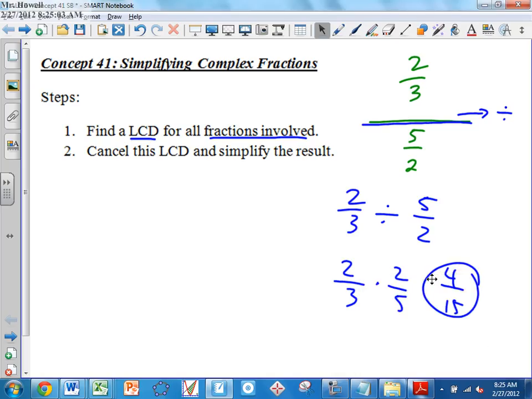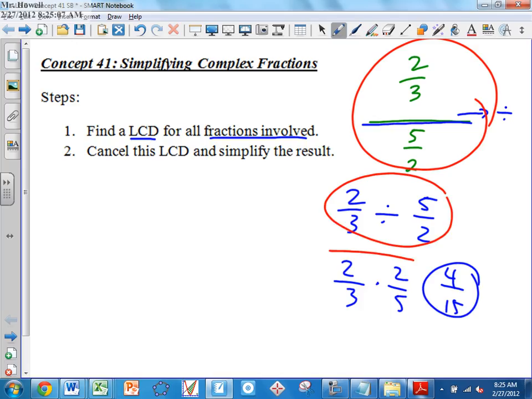All right, so again, this was one way to do this problem. You could think of this as division and then multiply by the reciprocal. That was the first way. Let's take a look at the way we're going to do it now, though. If I had 2/3, again, over 5/2.